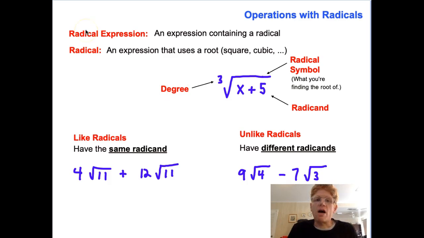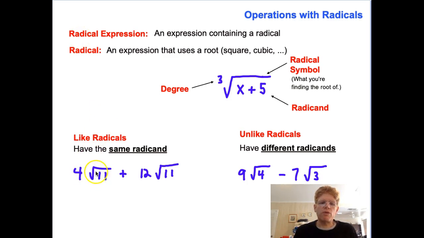Now, we've already talked about what radicals are and what their different components are. Today, we need to focus on what the difference is between a like radical and an unlike radical, because that's how we're going to combine them. We can combine like radicals in the same way that we can combine like terms in an algebraic equation. Like radicals have the same radicand.